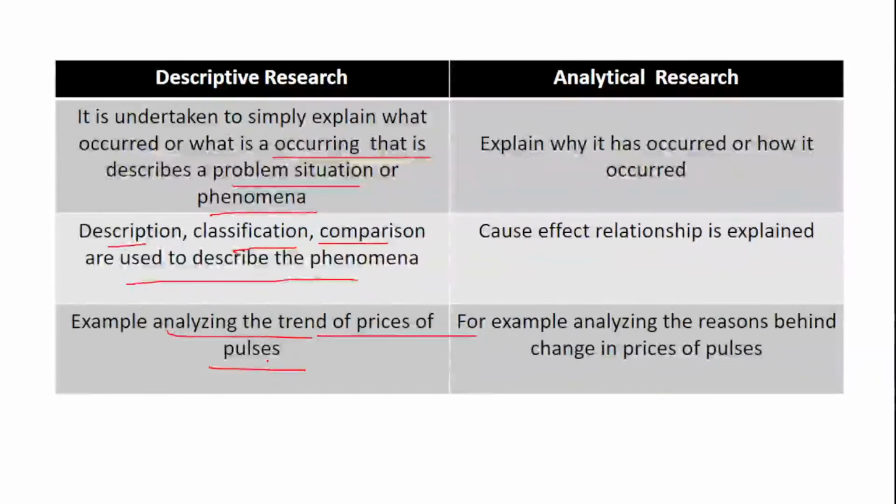Coming to analytical research, it explains why it has occurred or how it has occurred. So basically it talks about its occurrence, why. Okay. Now, coming to the cause and effect relationship, your cause and effect relationship is explained very well. For example, analyzing the reasons behind the change in the prices of pulses. This is how it is indicated.